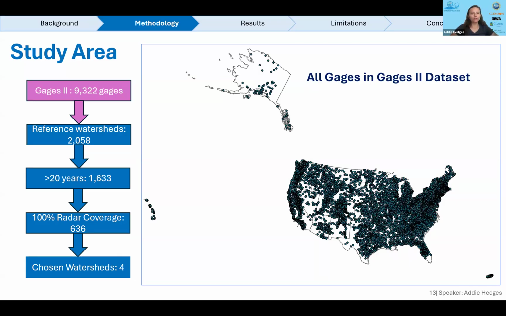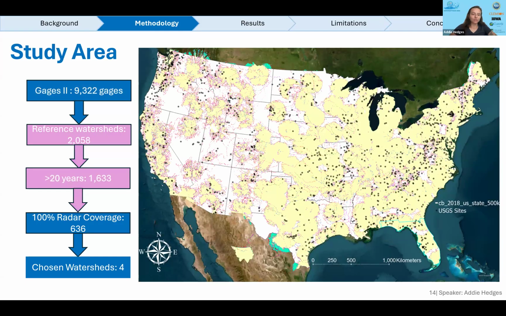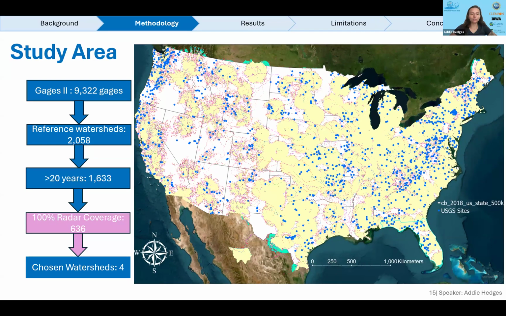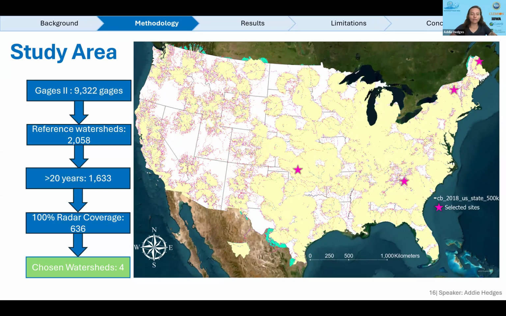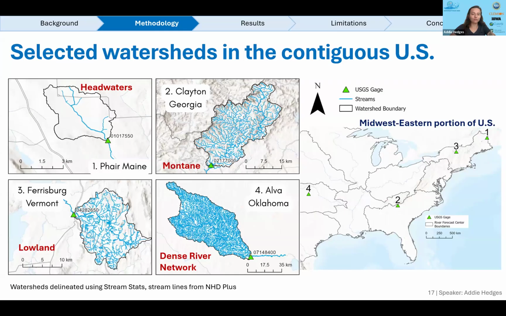We've also looked into the GAGES-II data set, and we started with over 9,000 gauges and then narrowed that down based on whether they're considered reference watersheds and if they have a period of record over 20 years. That brought us down to about 1,500. Then we looked at all of them that have 100% radar coverage to use for training our model. That's over 600, but for the purposes of time and considering how big the radar data is and how long it takes to download, we chose 4 watersheds that you can see there.